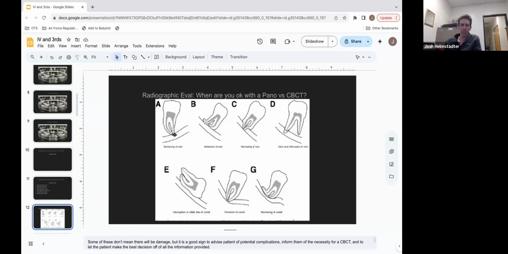What I'm looking for is darkening of the roots on the pano, as you can see in A, deflection of the roots where they curve like that. That means they're in close proximity. Doesn't mean there's going to be damage, but a higher incidence. Narrowing of the roots, dark and bifid roots, interruption of the white line. On a pano everything's two-dimensional, so it could just be superimposition, but that's why taking the CBCT is important. And then diversion of the canal and narrowing of the canal. These are all common sense, and if the patient denies the CT, then they just have to know their risks of moving forward with the procedure.